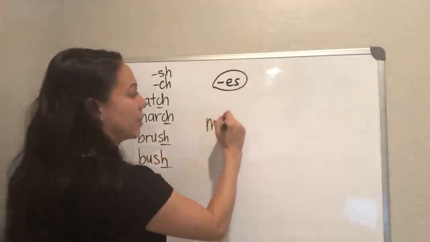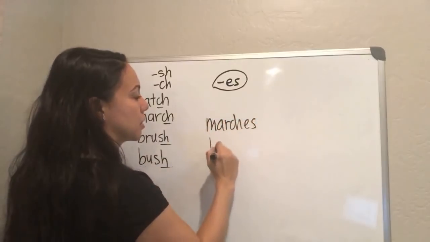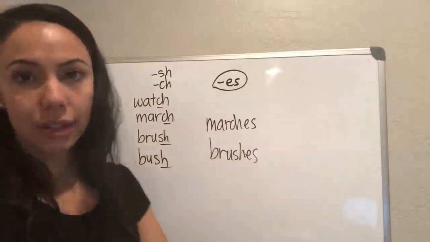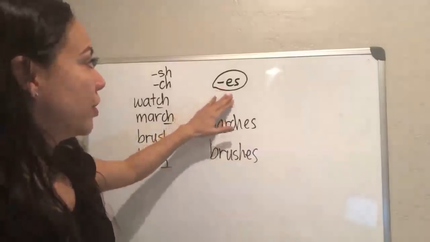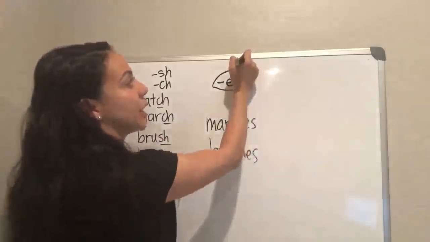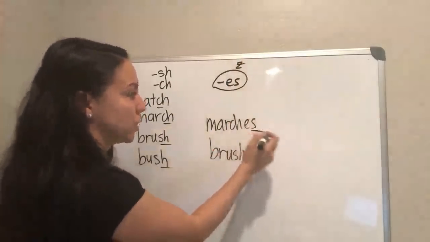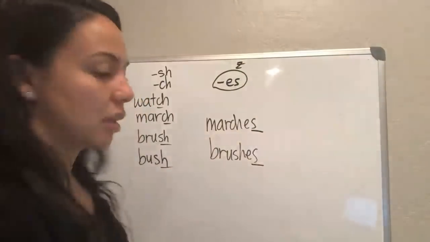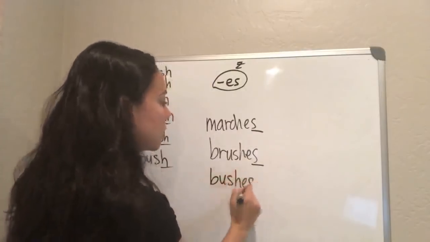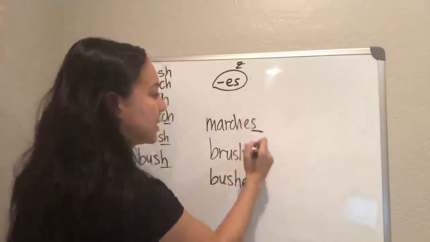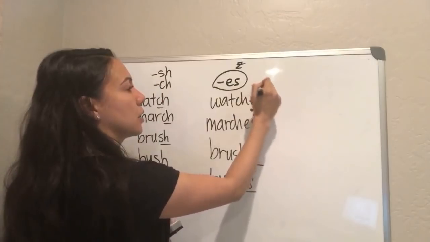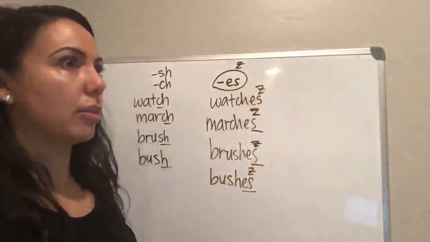So we have marches, brushes, okay, marches, brushes. So this is also just a really good rule. This will end with that Z sound, brushes, marches, bushes. It has that Z sound, watches. He watches TV way too much.